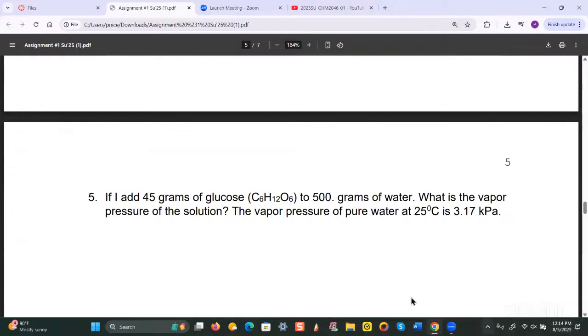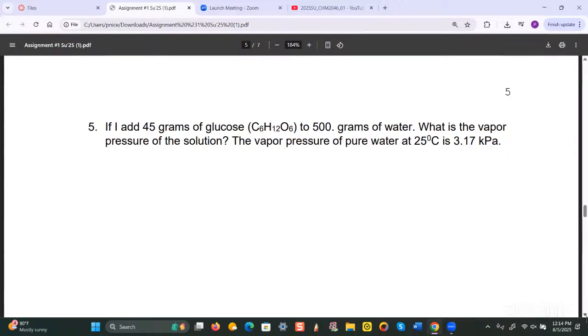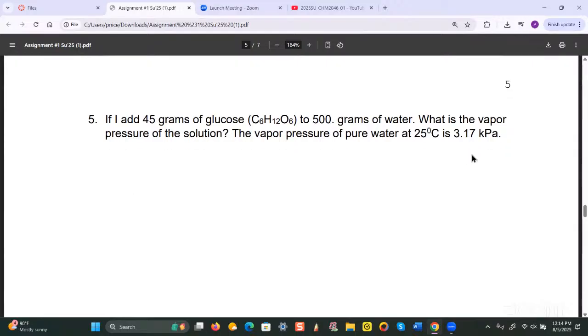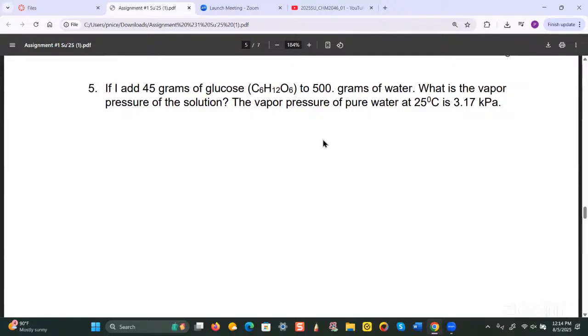Okay, so it says if I add 45 grams of glucose to 500 grams of water, what is the vapor pressure of the solution? So what are you asking? So for glucose, we ended up getting a total of 0 when you multiply the vapor pressure times the molecular fraction. I was wondering, is it because the vapor pressure of glucose is always going to be 0 because it's a solid? Exactly. For most solids, the vapor pressure will be 0.